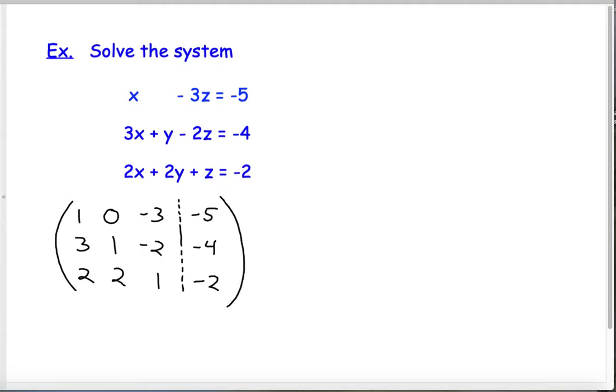Now the goal is to try and get these three numbers to be 0. Because then the bottom row will represent an equation z equals something, and the second row will be y plus z equals something, and then we can use back substitution to solve. So always keep that in mind. The goal is to make these numbers 0.